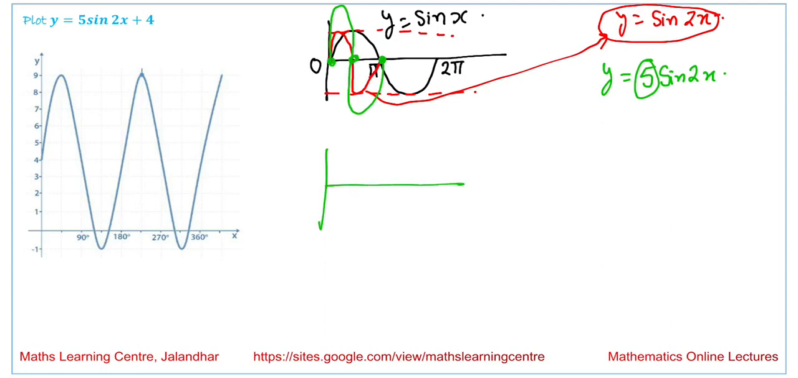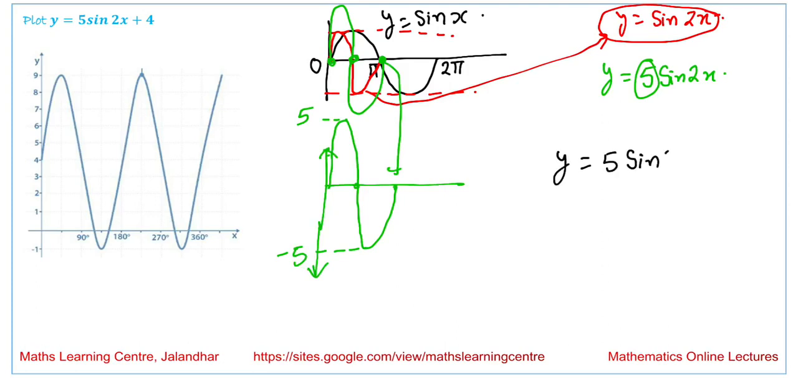So the graph we obtain will be of this form. This value over here will be 5. This value over here will correspond to minus 5. These are the points we are talking about. Next we have to plot the graph of y is equal to 5 sine 2x plus 4. So we are adding 4 to it. It means this whole graph will be shifted upward by 4 units. So this point, minus 5, will be shifted to the point minus 1.